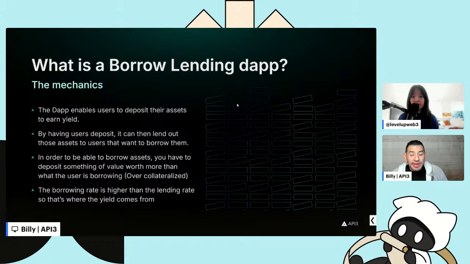And then the borrowing rate is usually higher than the lending rate. So if I'm lending, right now the markets are crazy, USDC is like 15 to 20% APY. So you're probably paying 20 to 25% to borrow out, right? So that 5% difference is where that yield is coming from and where the platform profits in a sense.